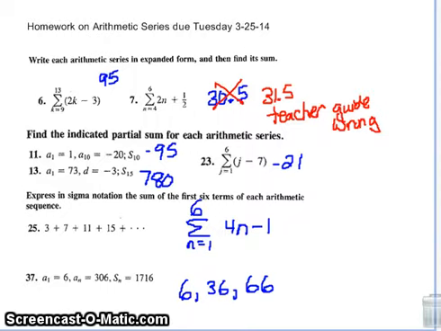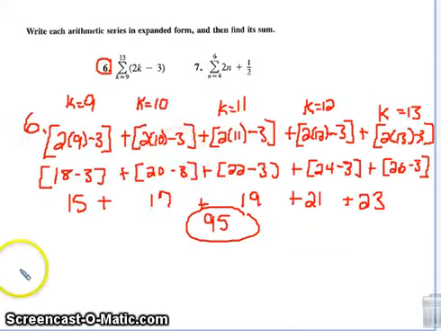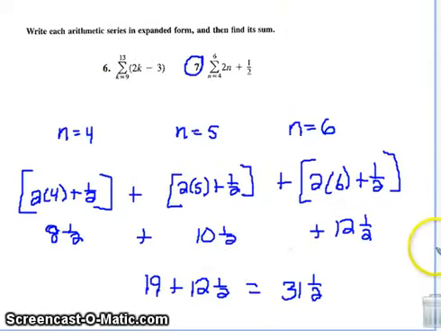The teacher guide was actually wrong on number 7, as far as, you all can see whether you agree with me or not. For the summation for number 6, when I added those all up, I got 95. Everybody agree with that one? For the summation, you didn't get 95? Okay, for the summation of number 7, I'm getting 31 and a half. You got 31 and a half? That's what you got, Justin?